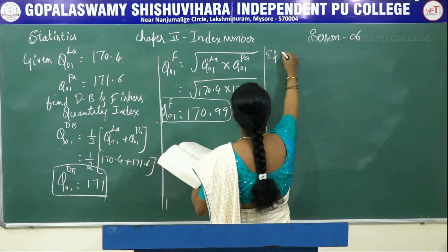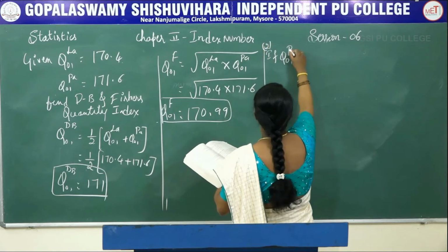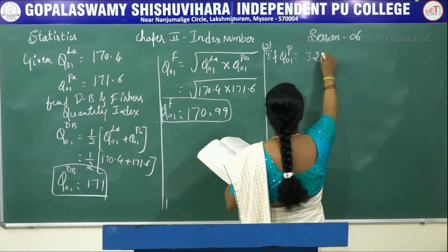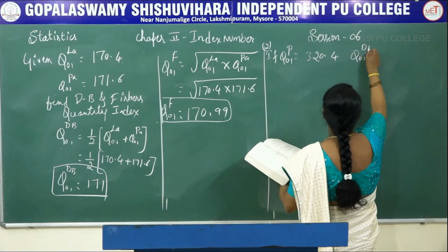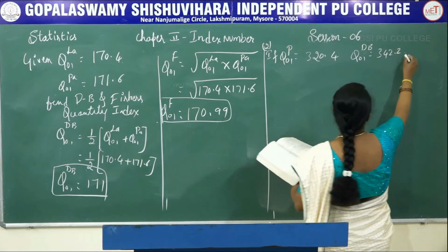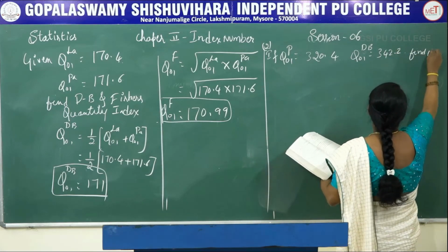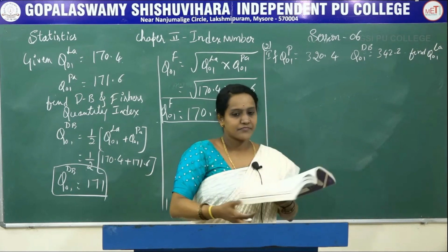If Q01 of Paasche is 320.4, Q01 of Dorbish-Bowley is 342.2, find Q01 of LA or Laspeyres.